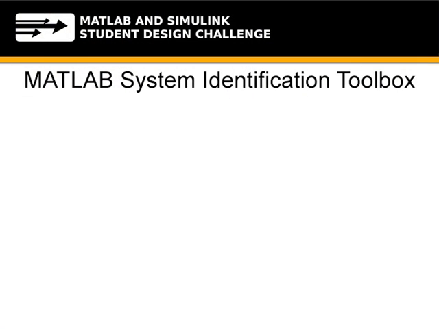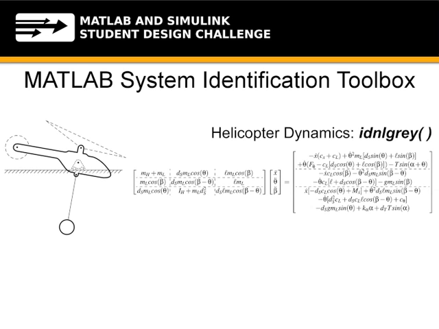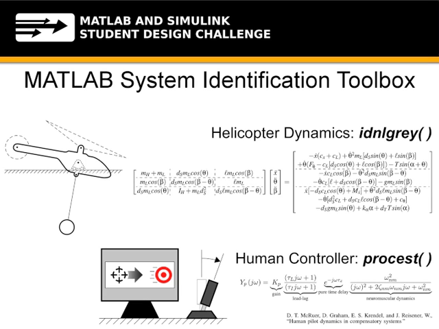So far, we've used MATLAB to get experimental data from a helicopter system and a human controller. The next step is to capture their dynamic behavior using MATLAB's System Identification Toolbox. After setting up the helicopter's equations of motion, MATLAB's nonlinear gray box modeling function is used to estimate the unknown parameters. To capture the human's control behavior, MATLAB's process estimation function is used.